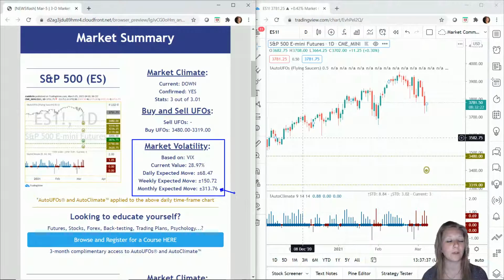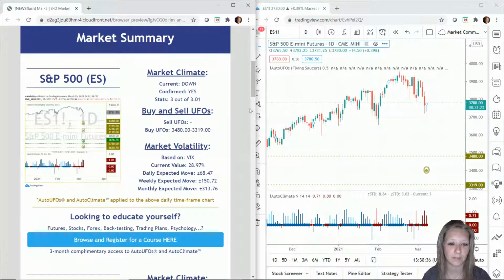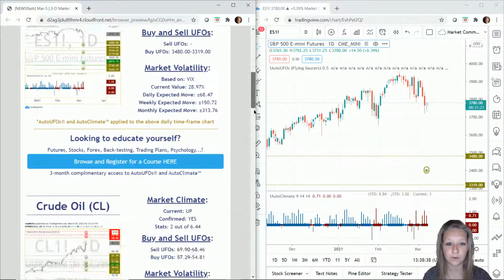We can then use our climate and UFOs to figure out in which direction that's more likely to happen to then help us make our trading decisions. So that's the S&P, and again, we'll go through this for each of our 5 major markets that we're looking at. So I'm just going to scroll down here to the next market.